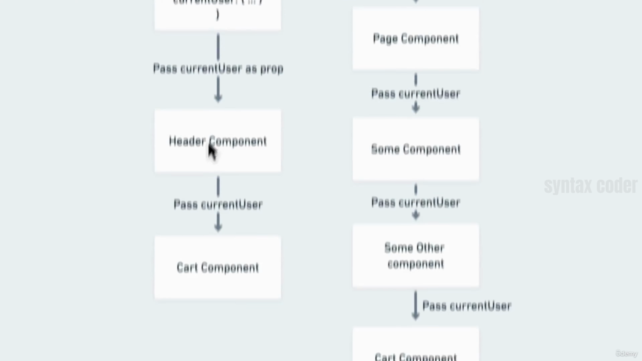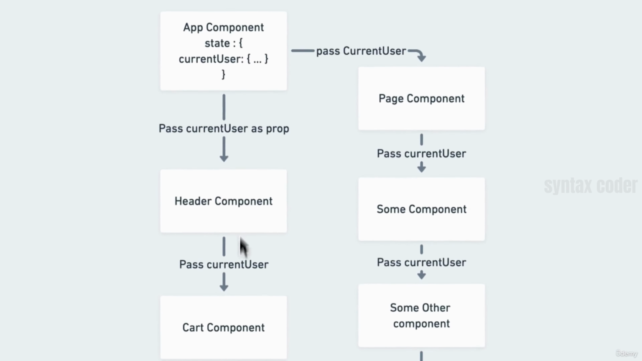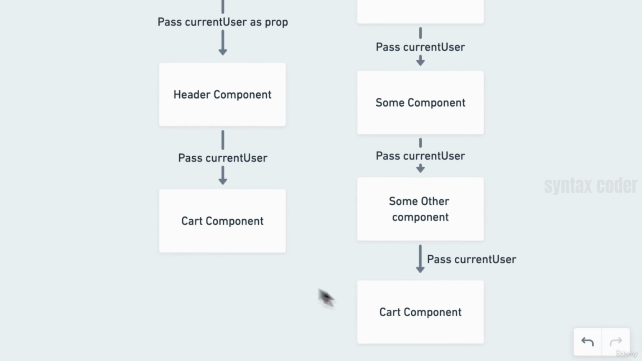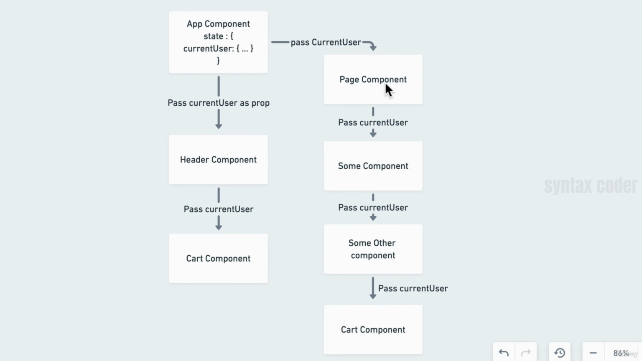If our header component had a cart component inside, as we just demonstrated, that needs the current user, well, we would be passing it from our app component to our header component before our header component finally passes it to our cart component. But what if our cart component was also being used in a different section of the application, right? And in that section, it's even deeper nested. So there's a page component, and some other component before finally reaching the cart component.